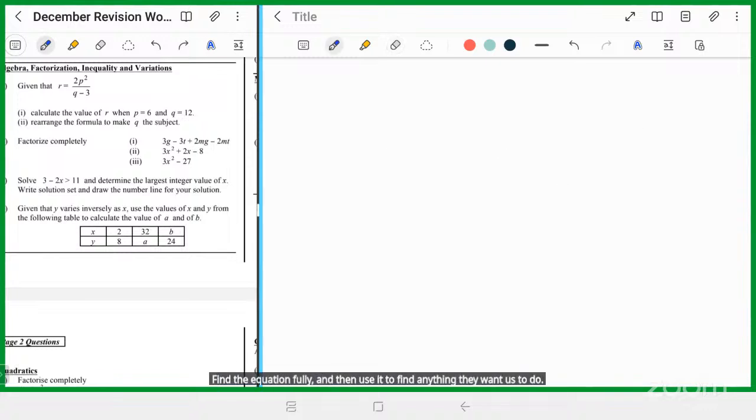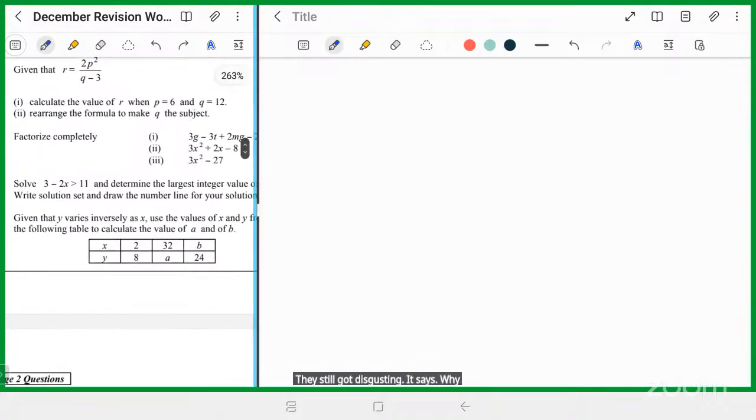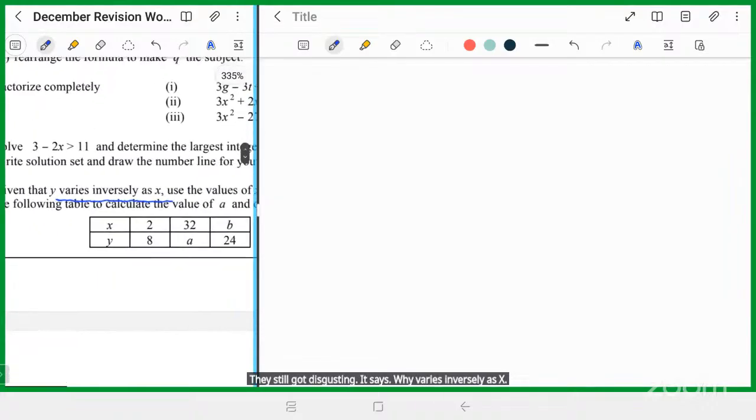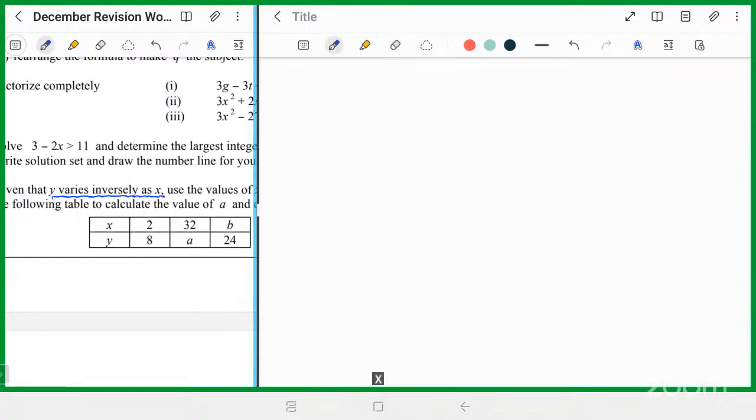Alright, let's look at this question now. It says, y varies inversely as x. So straight y and x for this one. No x squared, no root, nothing. It could have been x squared or square root of x or something, but it's just a straight y and x, and it's an inverse. So it means that y is equal to k over x to begin with.